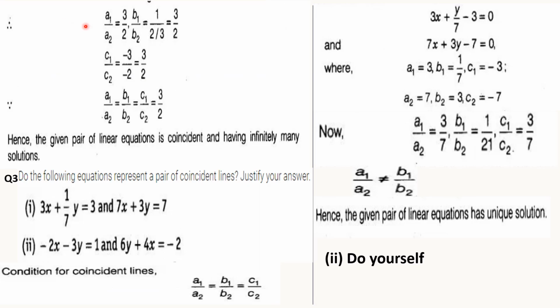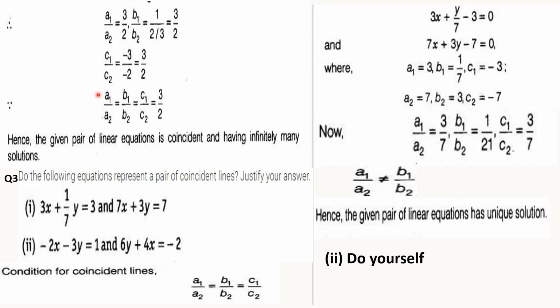Let us find the ratios of the coefficients of both equations. The ratio a1 by a2 is 3 upon 2. The ratio b1 by b2 is 1 upon 2 upon 3, which we can write as 3 upon 2. Similarly, the ratio c1 by c2 is minus 3 upon minus 2, which is 3 upon 2. Now compare the ratios: a1 by a2 equals b1 by b2 equals c1 by c2. So the given pair of linear equations is coincident and has infinitely many solutions.